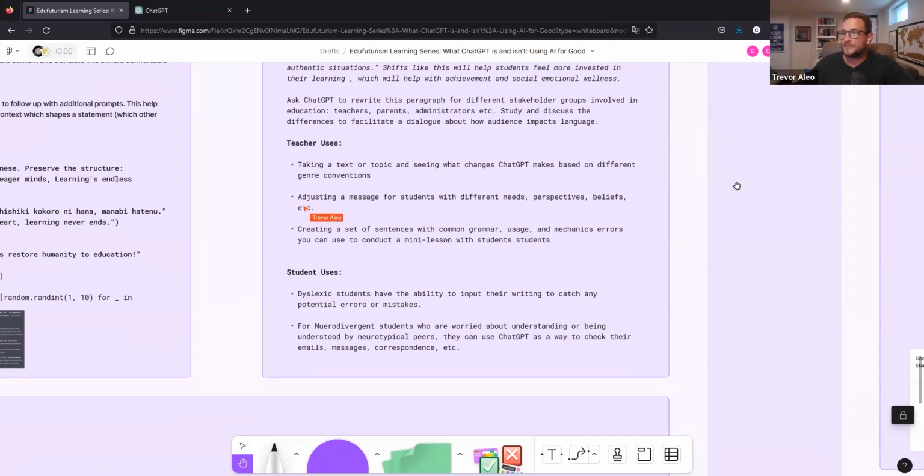So when it comes to teacher uses, these are tangentially related to the example I gave, but a little bit more specific. You can also take a text or topic and see what changes ChatGPT makes for different genre conventions. If you are teaching your students how to write in a particular genre, you can take several texts and ask it to remix the same content in that genre. Then you have a text set that you can use to better understand how text structures are produced within that genre.